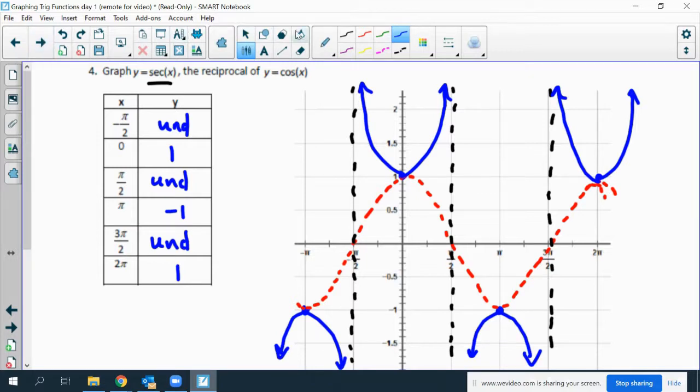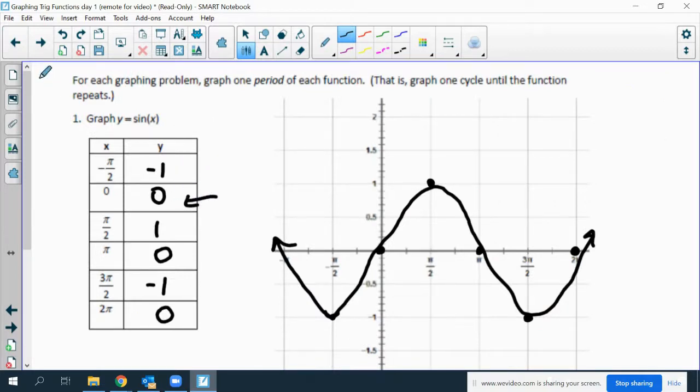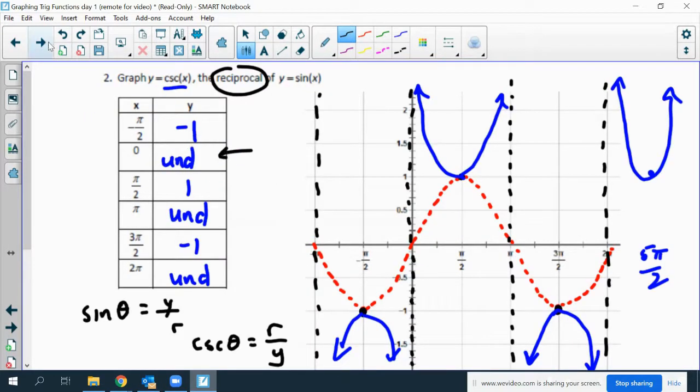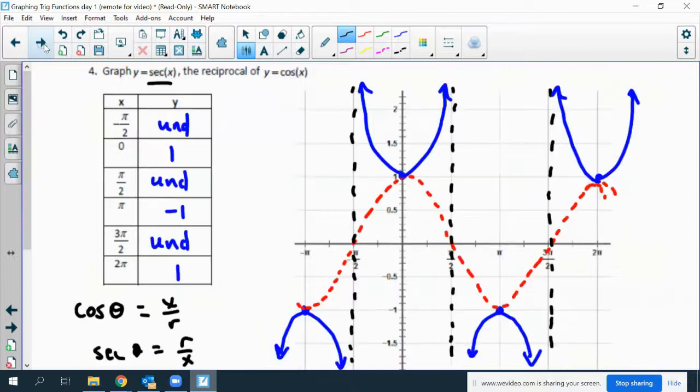Now, these things all make sense because if we remember that cosine of an angle on the unit circle is x over r, remember that secant of an angle is its reciprocal. And likewise, when sine of an angle was y over r, cosecant of an angle was r over y. So these are the reciprocal functions, and that means that the y values are going to be reciprocated. So 0 becomes undefined, and -1 becomes -1, and so on.